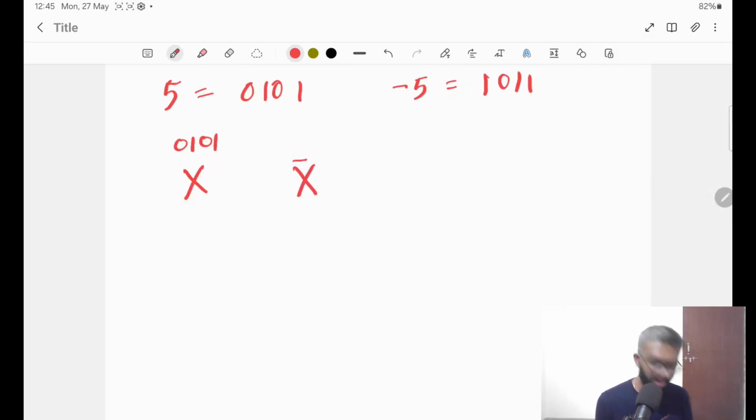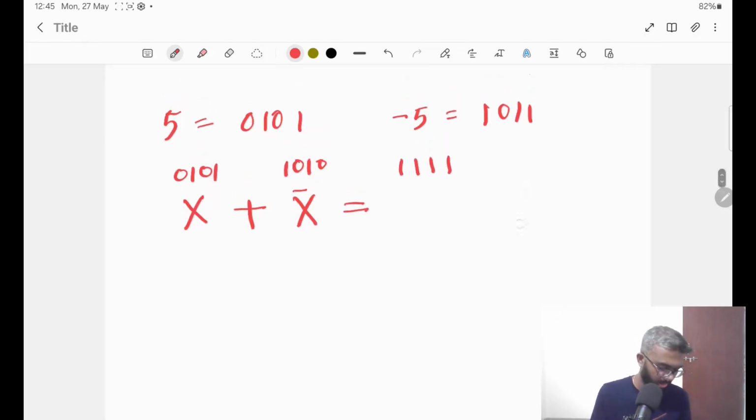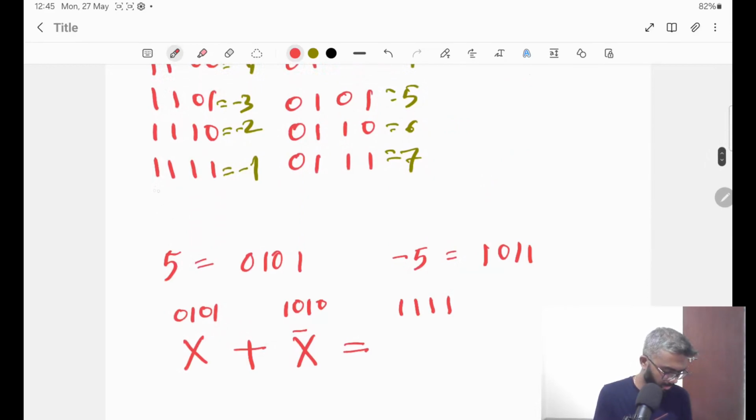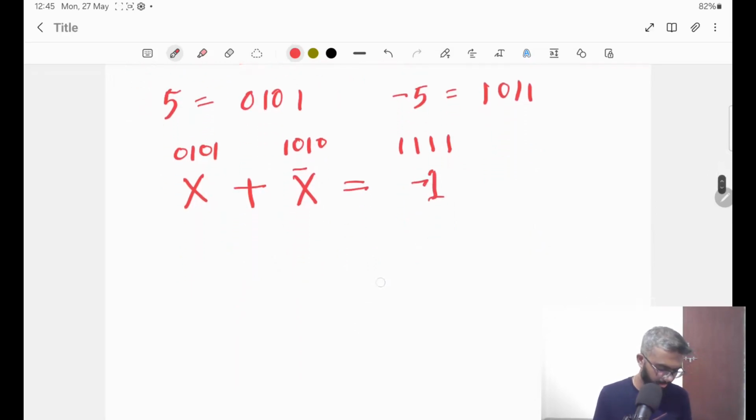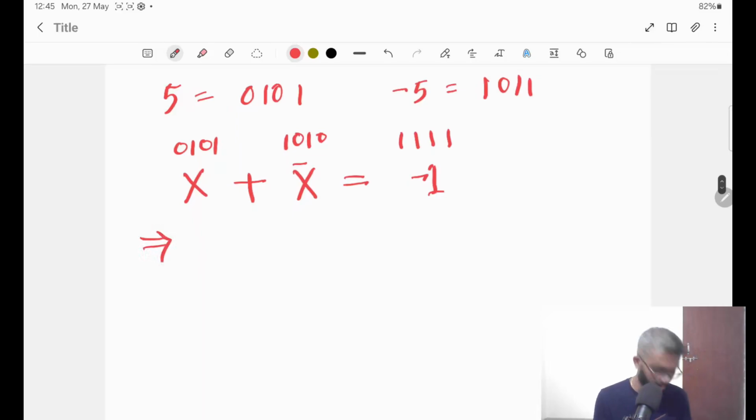So what is the value of x bar? It will be 1, 0, 1, 0, isn't it? We are flipping all the bits of x. Now, if we add them up, what do we get? It's clear. You take any number, you flip all the bits and you add them. You will always end up with 1, 1, 1, 1, right? And what is the value of 1, 1, 1, 1? We notice that the value of these 4 ones is -1. So this equation is always true: x plus x bar is -1.